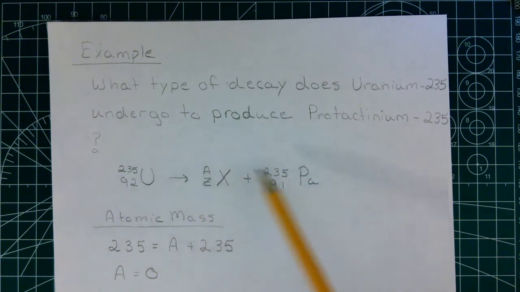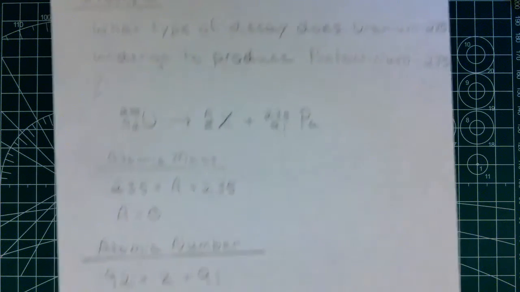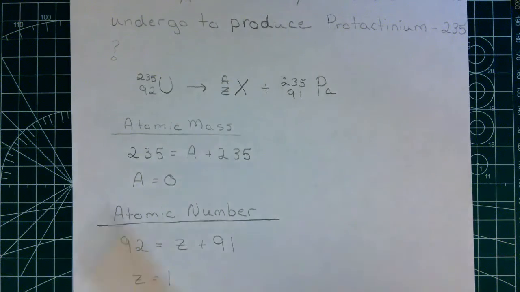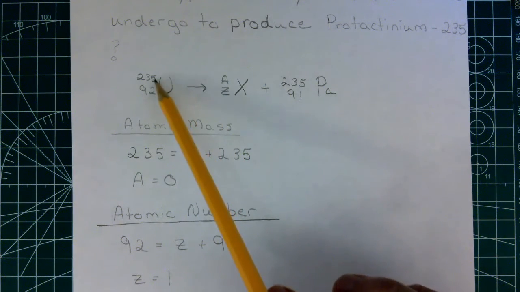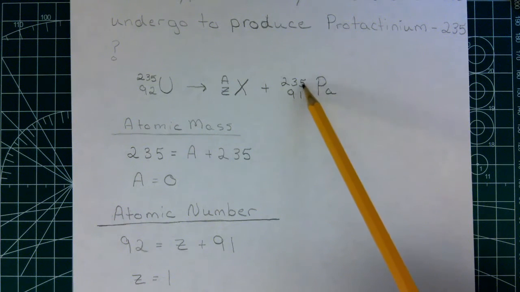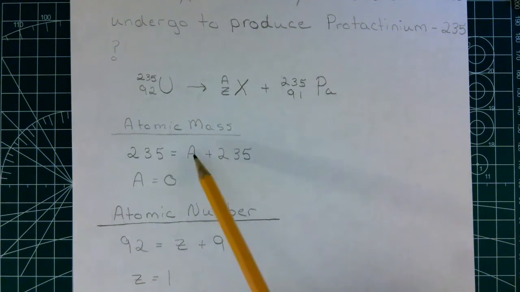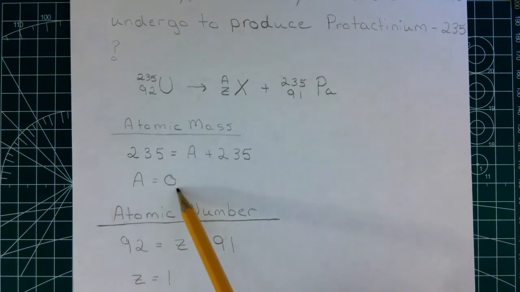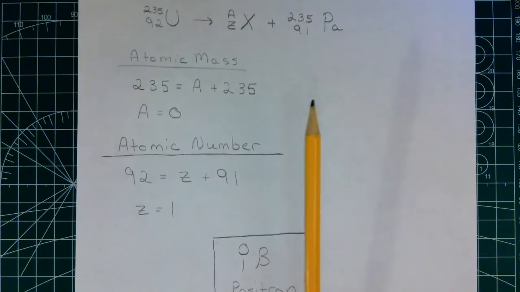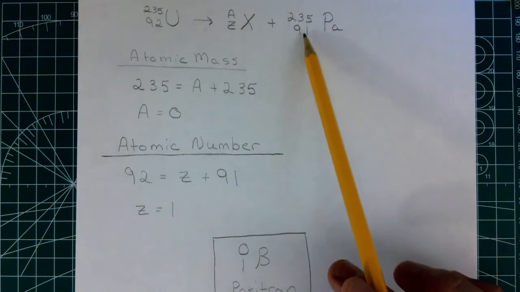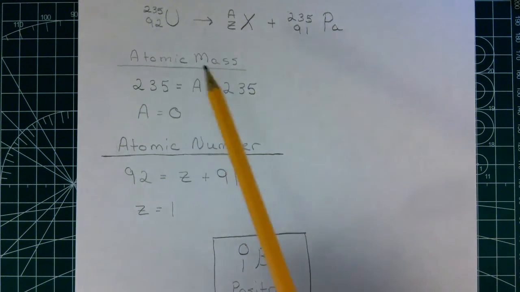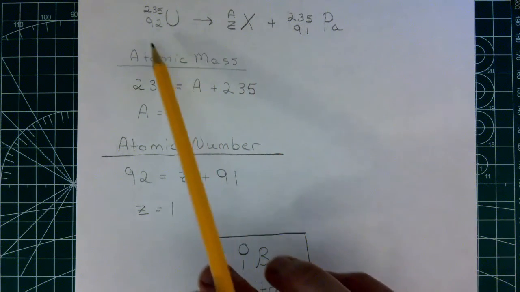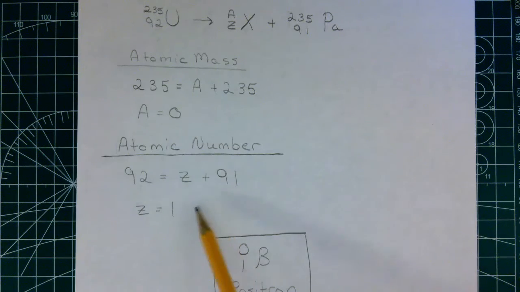And we do the exact sort of balancing here. So if we look at the atomic mass, we start off with 235 for uranium. We wind up with 235 on the protactinium. A needs to be added to this to give us 235, so A has to be 0 in this case, which limits the types of decay that we have. If we look at Z, we have 91 plus Z on this side, and that needs to equal 92. Therefore, Z has to be a positive 1.